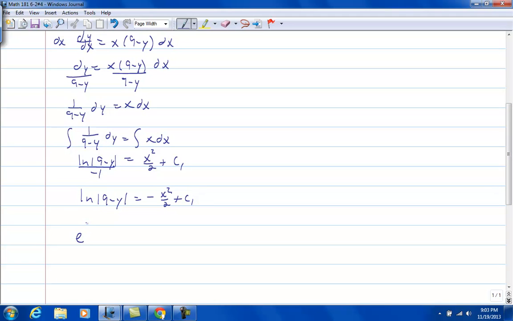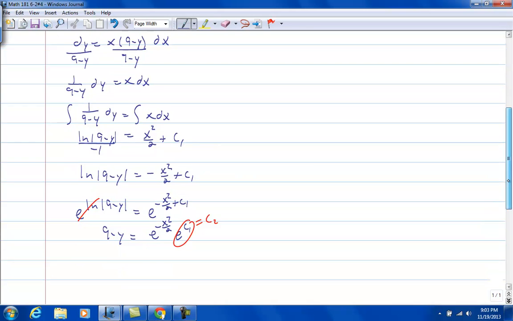Now I'm going to say e to the natural log of the absolute value of 9 minus y is e to the negative x squared over 2 plus c1. That has the effect that the e and natural log essentially cancel out, and we have 9 minus y equals e to the negative x squared over 2 times e to the c1. Because this is a sum of two powers, you can write it as e to the first one times e to the next one. That has the effect that this c1 can now become a c2: e to the c1 is c2.